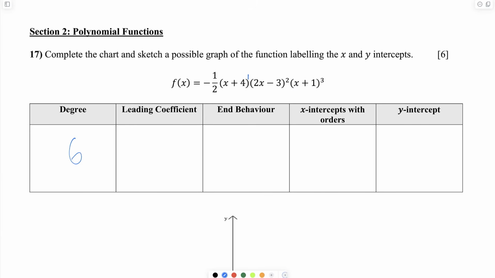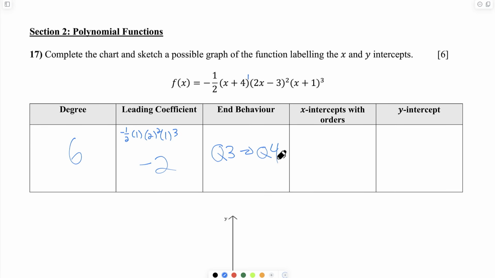To find the leading coefficient, I have to multiply any constant factor, so -1/2, times all of the coefficients of the x's within each factor. So I have to do -1/2 times 1 times 2 squared times 1 cubed. Let me write down that calculation I would be doing. -1/2 times 1 times 2 squared times 1 cubed. If I do that calculation, I get -2. So the leading coefficient is -2. I have even degree, negative leading coefficient. That came up earlier. That's quadrant 3 to quadrant 4.